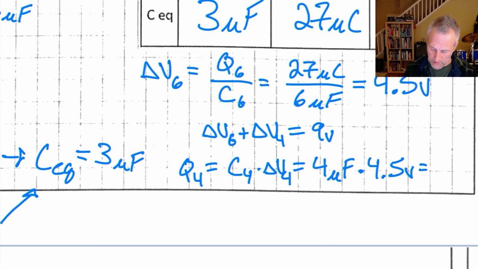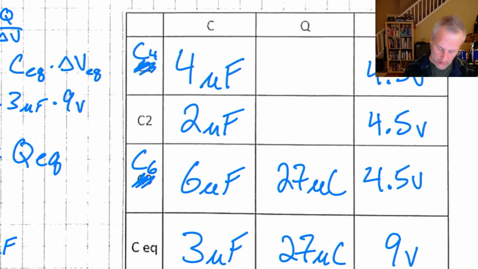And 4 times 4.5 is... sorry, I lost my train of thought here. 4 times 4.5, that's 18 microcoulombs, okay, for Q4. That's going to be 18 microcoulombs.